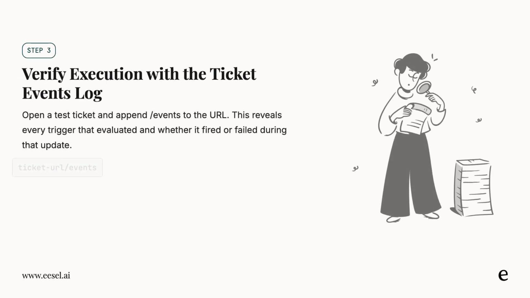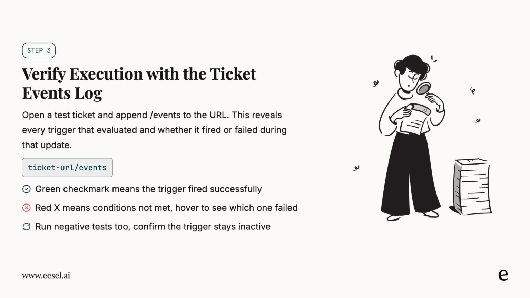The ticket events log is your primary debugging tool. Open any test ticket and add /events to the end of the URL. This shows every trigger that evaluated during that update, which conditions matched and which ones failed.